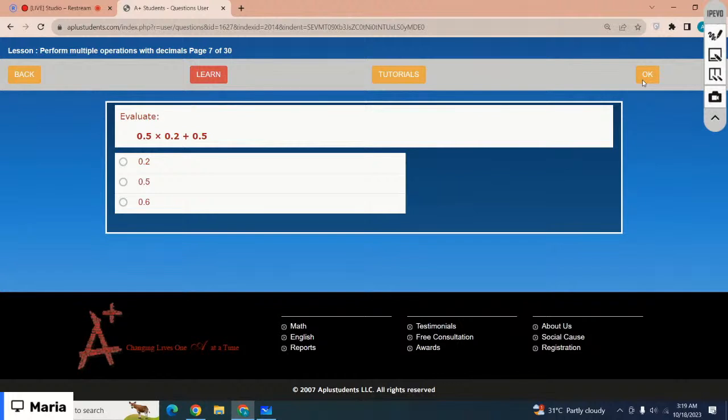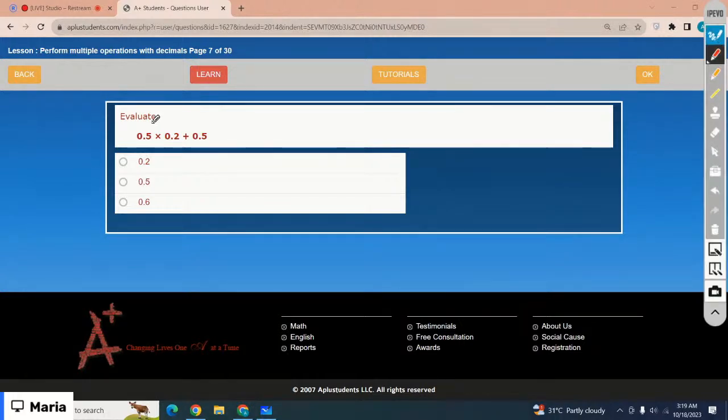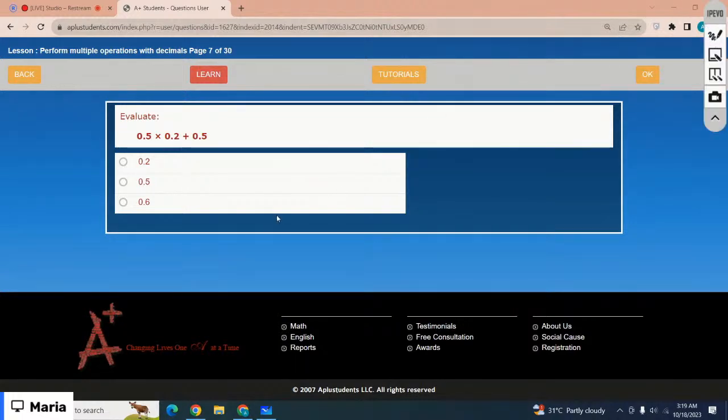You have to do multiplication first, right? Because multiplication has the higher priority. So just do 0.2 times 0.5, that would be 0.1, right? Just do this first. That would be 0.1 when you multiply them, and then you have to add 0.5. So the correct option is 0.6, right?